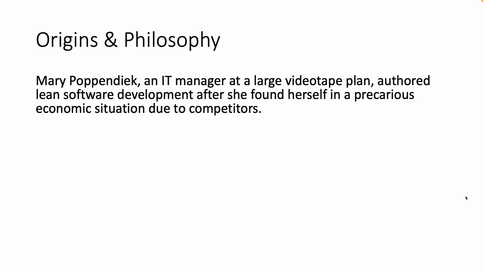Mary Poppendieck, an IT manager at a large videotape plant, authored Lean Software Development after she found herself in a precarious economic situation due to her competitors. This had gotten her to consider adopting the just in time approach used by their competitor. Armed with a poorly translated copy of the book written by a Toyota manager, Mary got down to work. As a result, almost immediately upon making the changes, the plant went from producing 60% of the planned weekly packout to producing 95% of it.